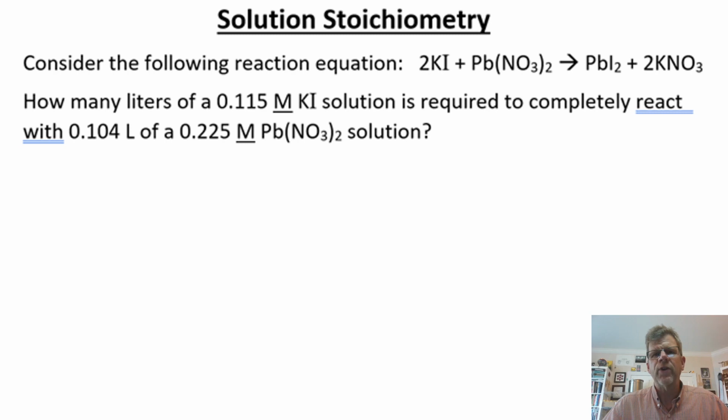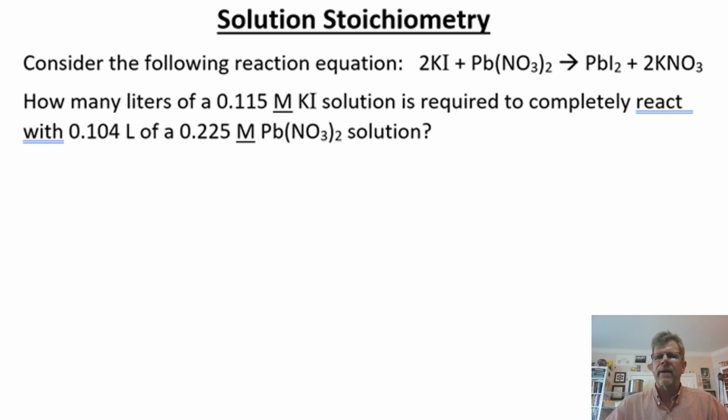So let's see how this plays out on an actual word problem. This is solution stoichiometry. Consider the following reaction equation: 2KI plus Pb(NO3)2 goes to PbI2 plus 2KNO3. And then the question, we've given the balanced equation. Here's the question. How many liters of a 0.115 molar KI solution is required to completely react with 0.104 liters of a 0.225 molar Pb(NO3)2 solution?